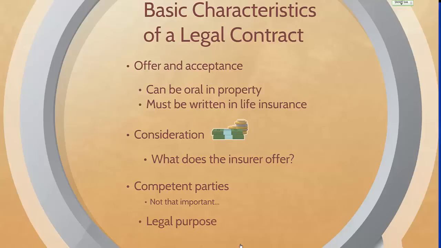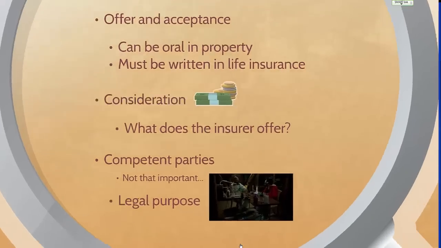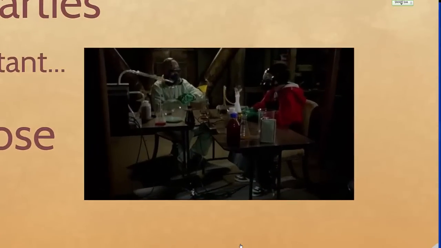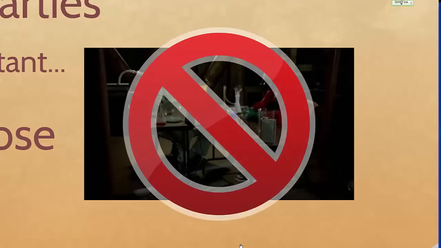So, for example, an insurance contract must be insuring something of legal purpose. Take our meth lab, for example. Not only is this something that would be very risky to the insurance company, but it's not legal. Therefore, it wouldn't be a legal contract for the insurance company to insure a meth lab or any other illegal activities.